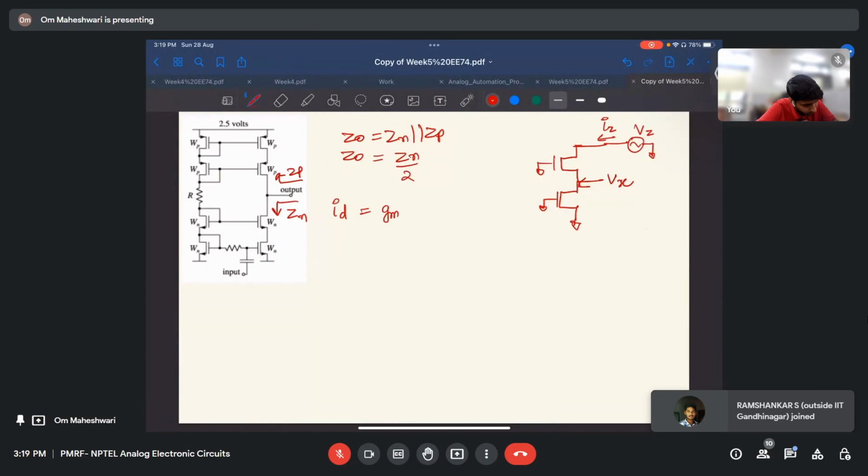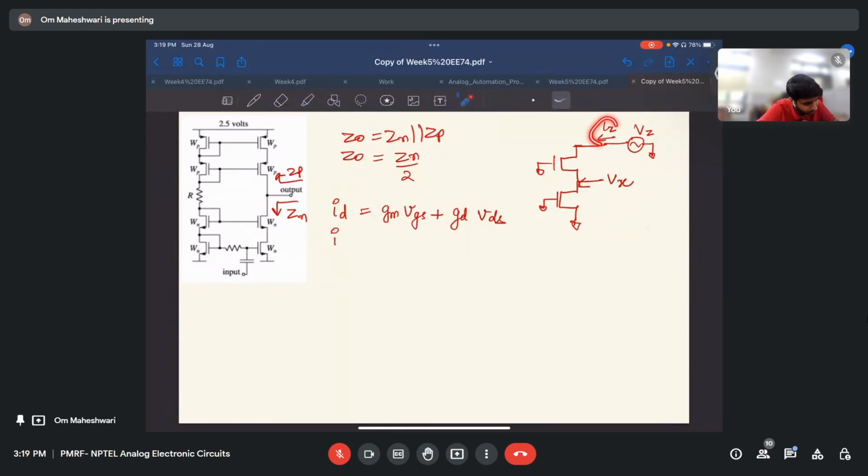ID equals gm VGS plus gd VDS. So this equation is for this MOSFET. The current flowing is Iz, right? This Iz current will flow here. Iz equals gm. What is the VGS for this MOSFET? It is 0 minus Vx, so minus Vx, plus gd, and VDS is Vz minus Vx.